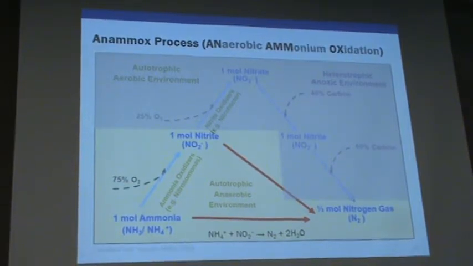We can inhibit the growth of the NOBs when the ammonia is so dilute, like 15 milligrams per liter. Yeah, that's why it works so well in the side stream, because you've got several hundred milligrams per liter.